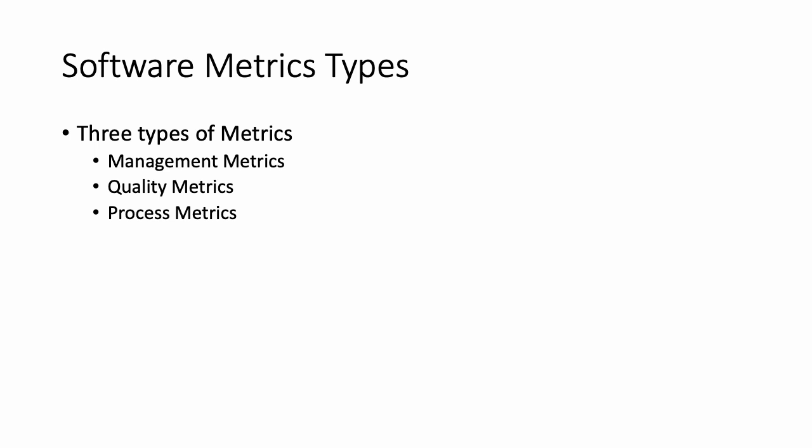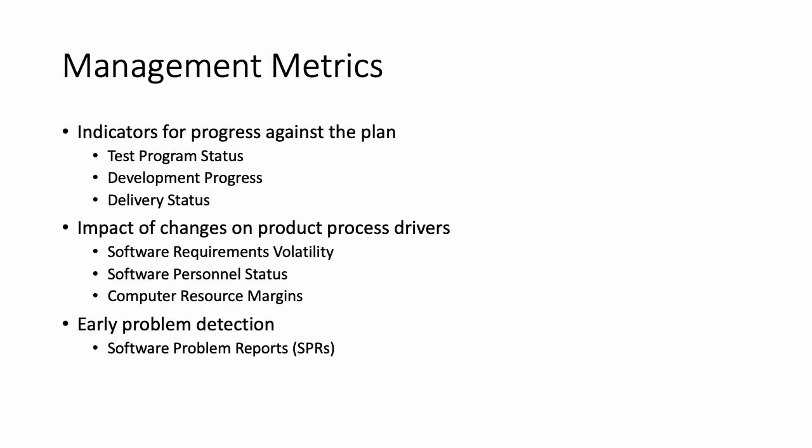There's actually 3 types of software metrics. Management metrics that pretty much only managers care about. There's quality metrics. There's process metrics. Now, management metrics might fall into these categories where you're talking about indicators of progress against what the plan originally was. Impacts of change on the product process drivers. So looking at software requirements volatility, that is the volatility of software requirements on the implementation, the personnel status. These are all things that might be important to you at a management level.